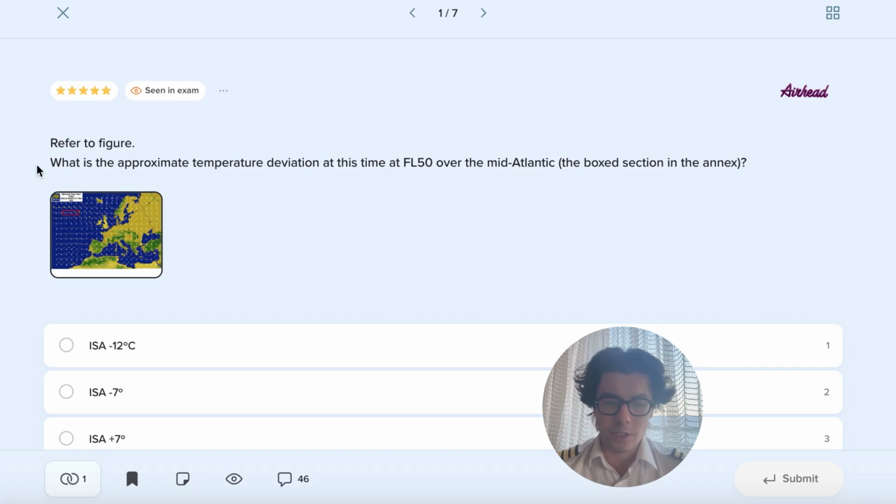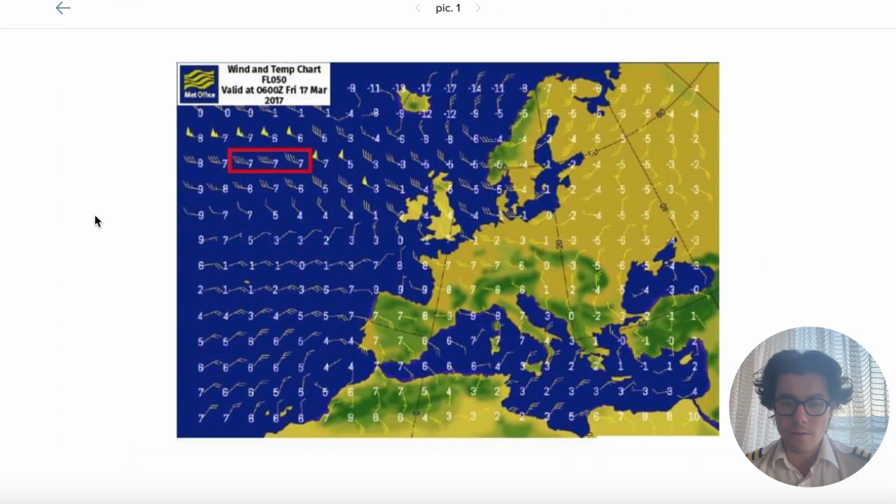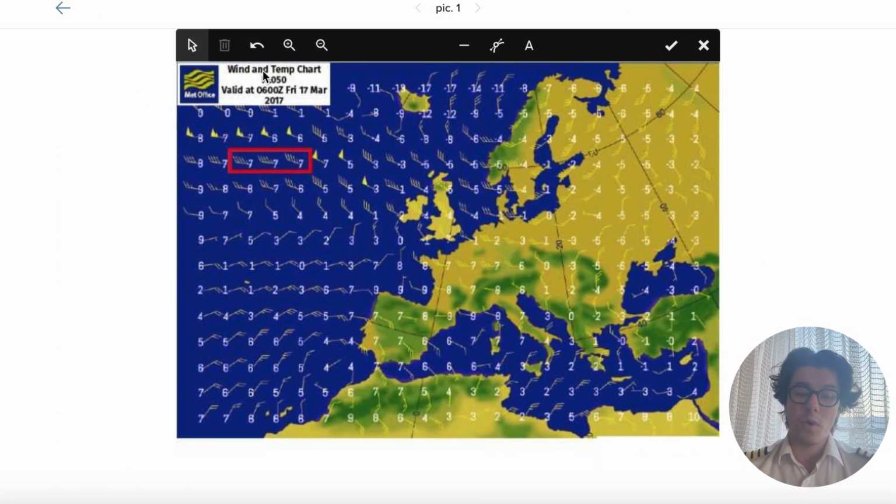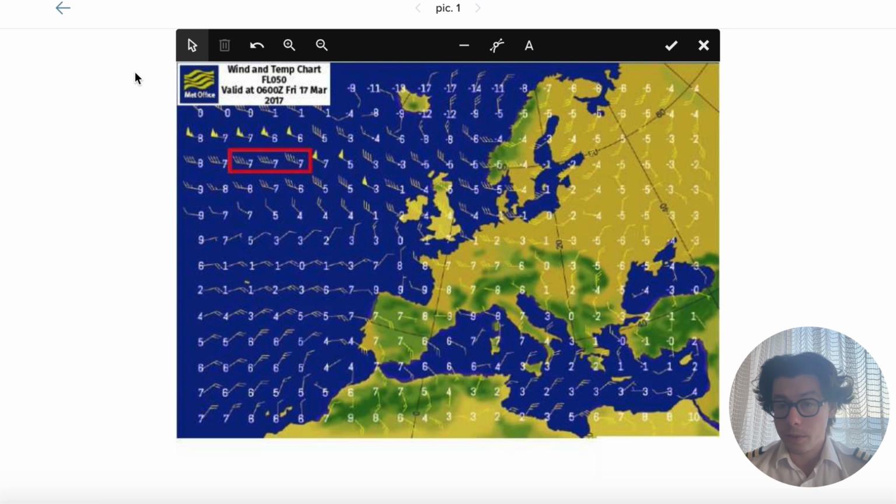And this is the case for the first question for today, where we have to see the appropriate temperature deviation at this time at flight level 50 over the mid-Atlantic, and we'll see the boxed section in the annex right here. So first of all, we just cross-check the chart. On the left upper side, you can always see the validity of the chart and the altitude that it is issued for, and these will usually be issued by the competent meteorological station for an appropriate level. So this also can be used for your flight planning purposes, mainly to see where the freezing levels are.